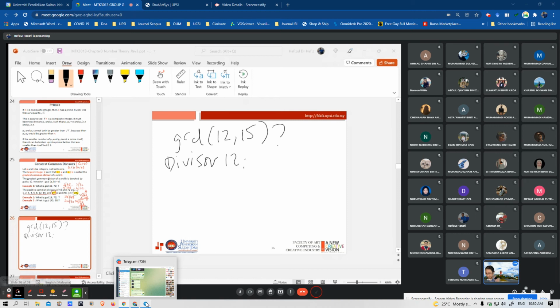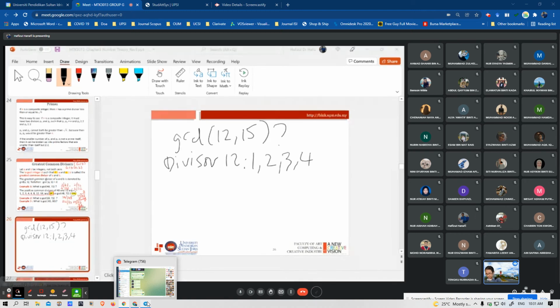We have 1, since 1 divides evenly into every integer, and then 2. We also have 3, since 3 divides 12 evenly. We have 4, because 4 times 3 is 12. 5 does not divide 12 evenly; you get a remainder. Then you have 6.